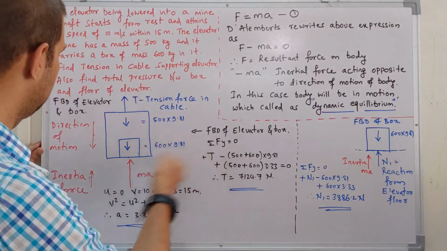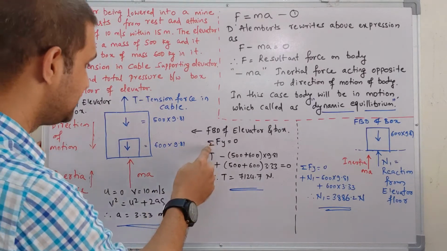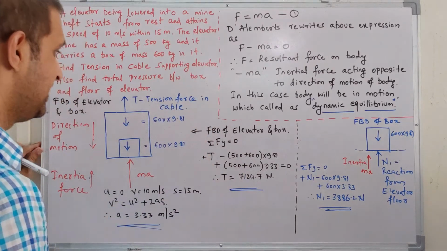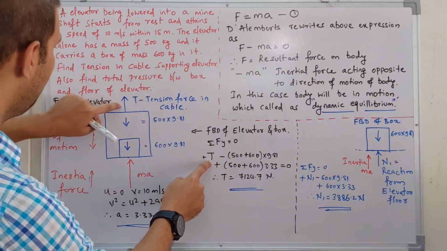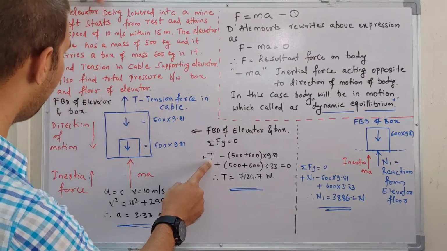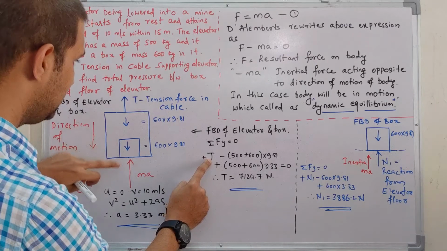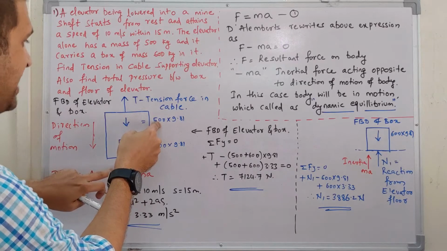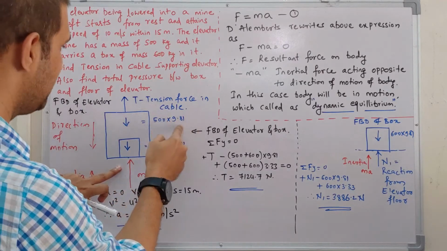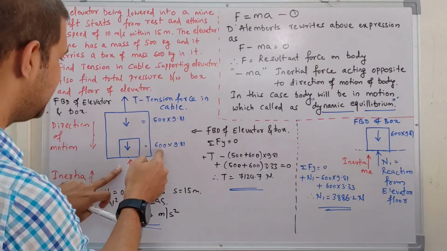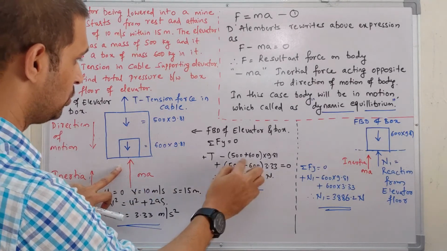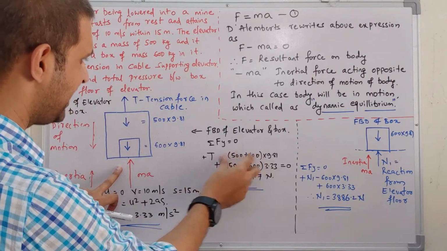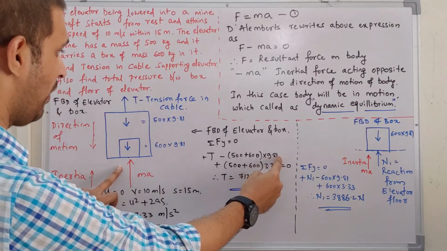Now we'll consider sigma. All forces are acting along the y direction. We'll consider sigma Fy is equal to 0. Upward forces we take as positive and downward forces as negative. Taking them one by one: T, we already know, is the tension force in the cable which is trying to pull upward, so plus T. Then the self weight acting downward: the elevator self weight is 500 into 9.81 to convert it to Newton, and the weight of the box is 600 into 9.81 to convert it to Newton. Both are acting downward, so we have taken them as minus. They are taken common, 500 plus 600, multiplied by 9.81.